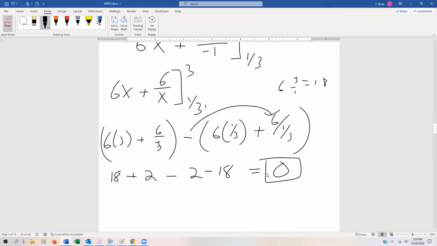So what I'm going to do in the next few videos is do a few more of these fundamental theorem of calculus problems, and then we'll be done with this section.